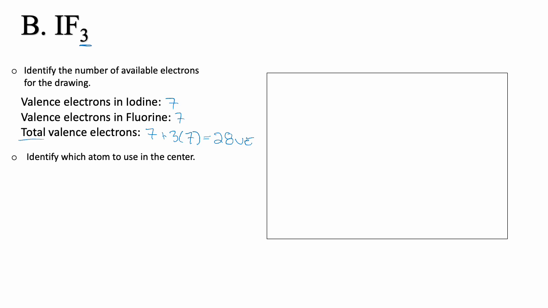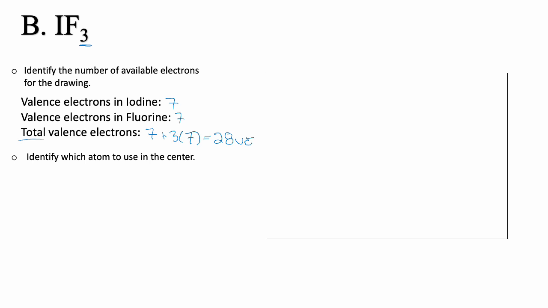Our next step is going to be to identify which atom to use in the center. This is an important step since the molecule we're looking at involves the bonding of more than 2 atoms. To do this, we need to identify which atom is the least electronegative. It also helps if the center atom has the ability to have an expanded octet, since that'll help us later, but that doesn't necessarily apply to all Lewis structures.